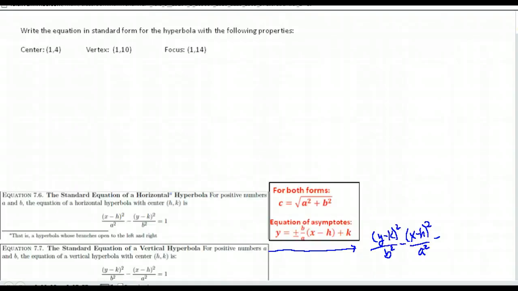Okay, so now we're being asked to write the standard form of a hyperbola given different properties of that hyperbola, rather than if they were to give us the actual equation. The things you absolutely have to have to write the equation for a hyperbola, you need to know the center, you need to know a, and you need to know b. Okay, so let's draw a picture of what we have at this point.